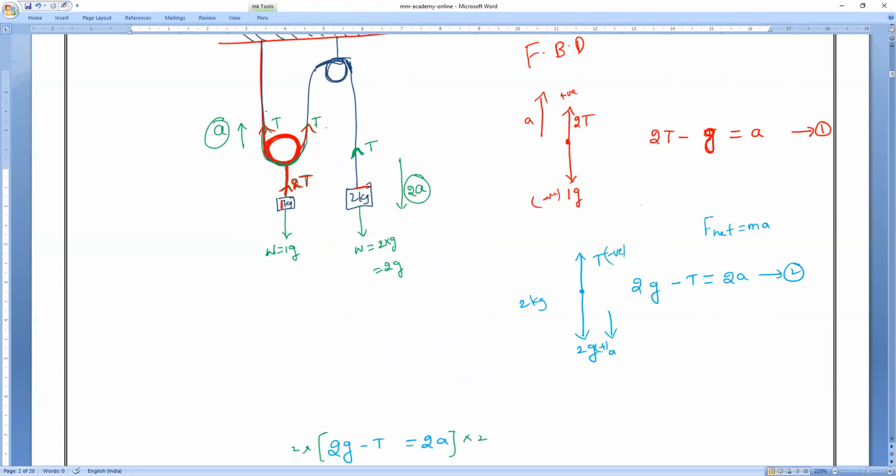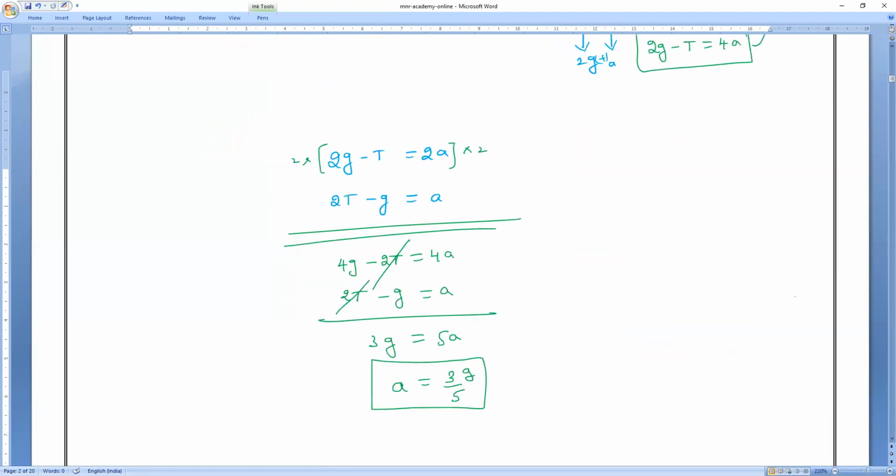But you are not saying. So, here what will happen? 2 into A means again 2A. So, it will become what? 2G minus T is equal to how much? 4A. That is equation number 2. So, here how much will it come? 4 into 2, how much will it come? 8. 8A plus 1A, 9A it is.